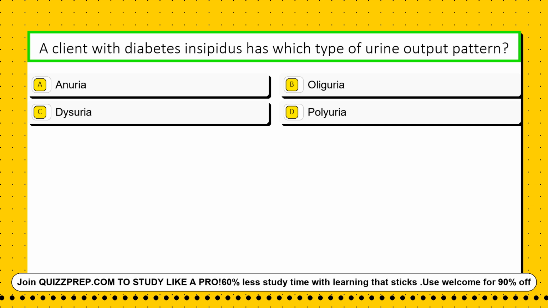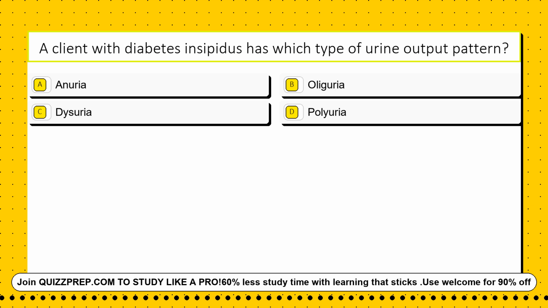Question 21. A client with diabetes insipidus has which type of urine output pattern? Option A, anuria. Option B, oliguria. Option C, dysuria. Option D, polyuria.